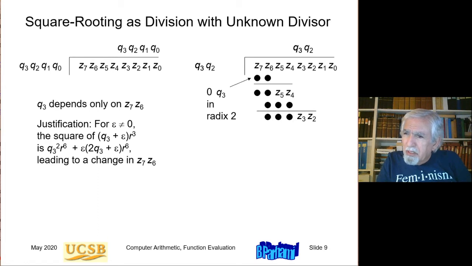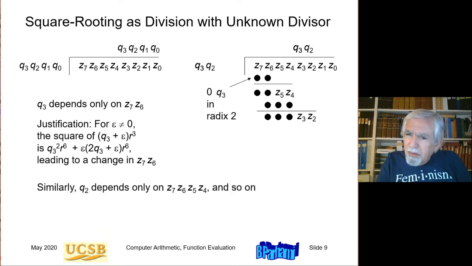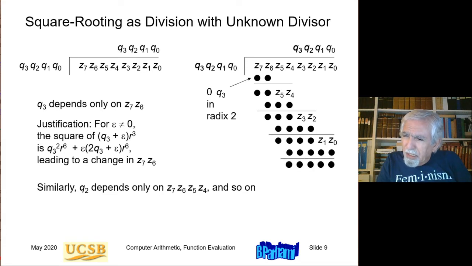So this process continues. I determine Q2. And I determine Q1. And finally, I determine Q0 and then get the remainder at the end. Again, the reason that the manual square rooting algorithm works is that the first digit of the root is only dependent on these 2 digits. The second digit of the root is only dependent on these 4 digits, and so on.